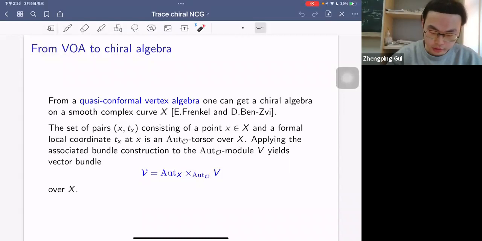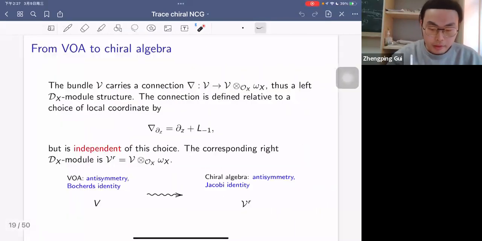And we can do the associated bundle construction since we have the formal coordinate bundle on the Riemann surface. This is just the principal Aut O bundle, whose fiber over each x is the formal local coordinates, and this is an Aut O torsor, and we can do the associated construction to get a vertex algebra bundle on X. So the point is that the resulting vertex algebra bundle carries a holomorphic flat connection. So it is a left D module.